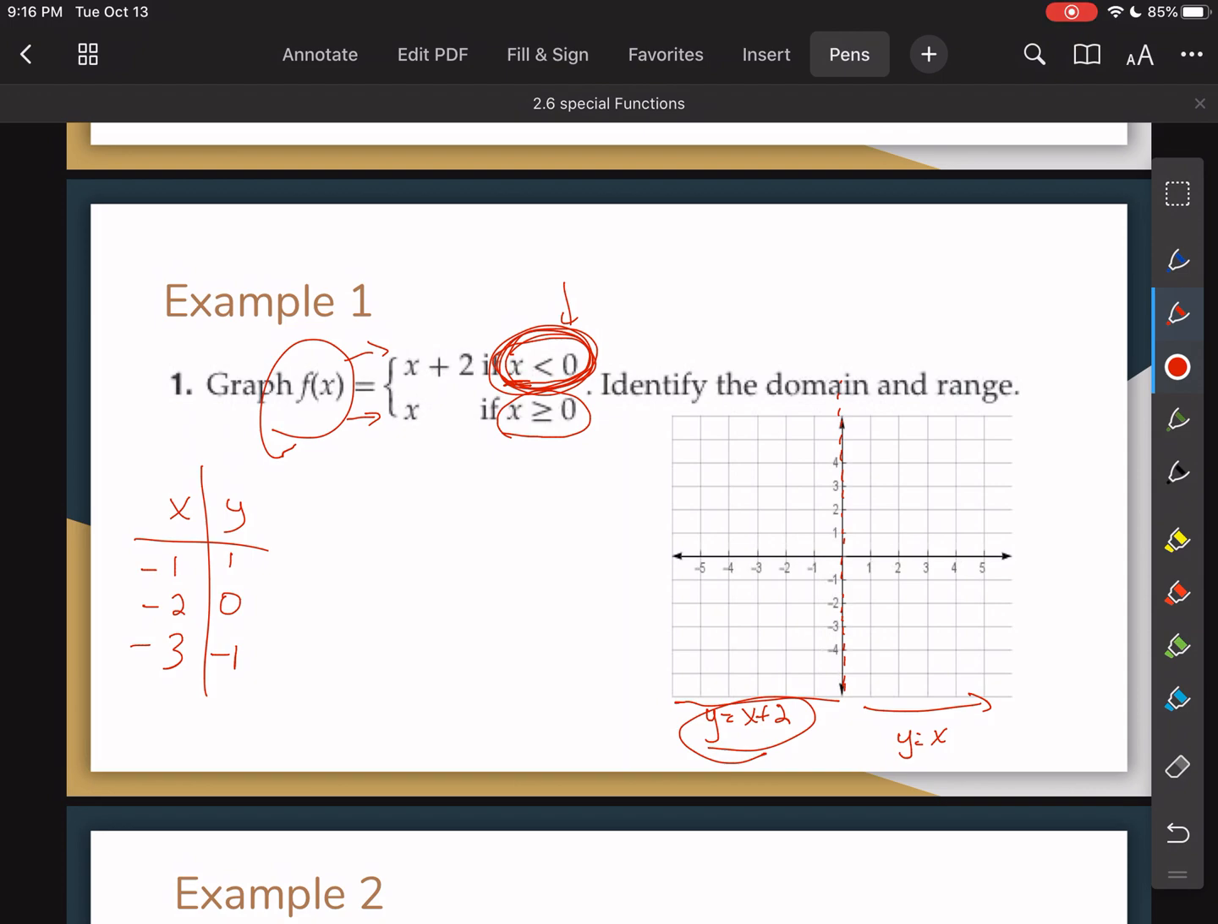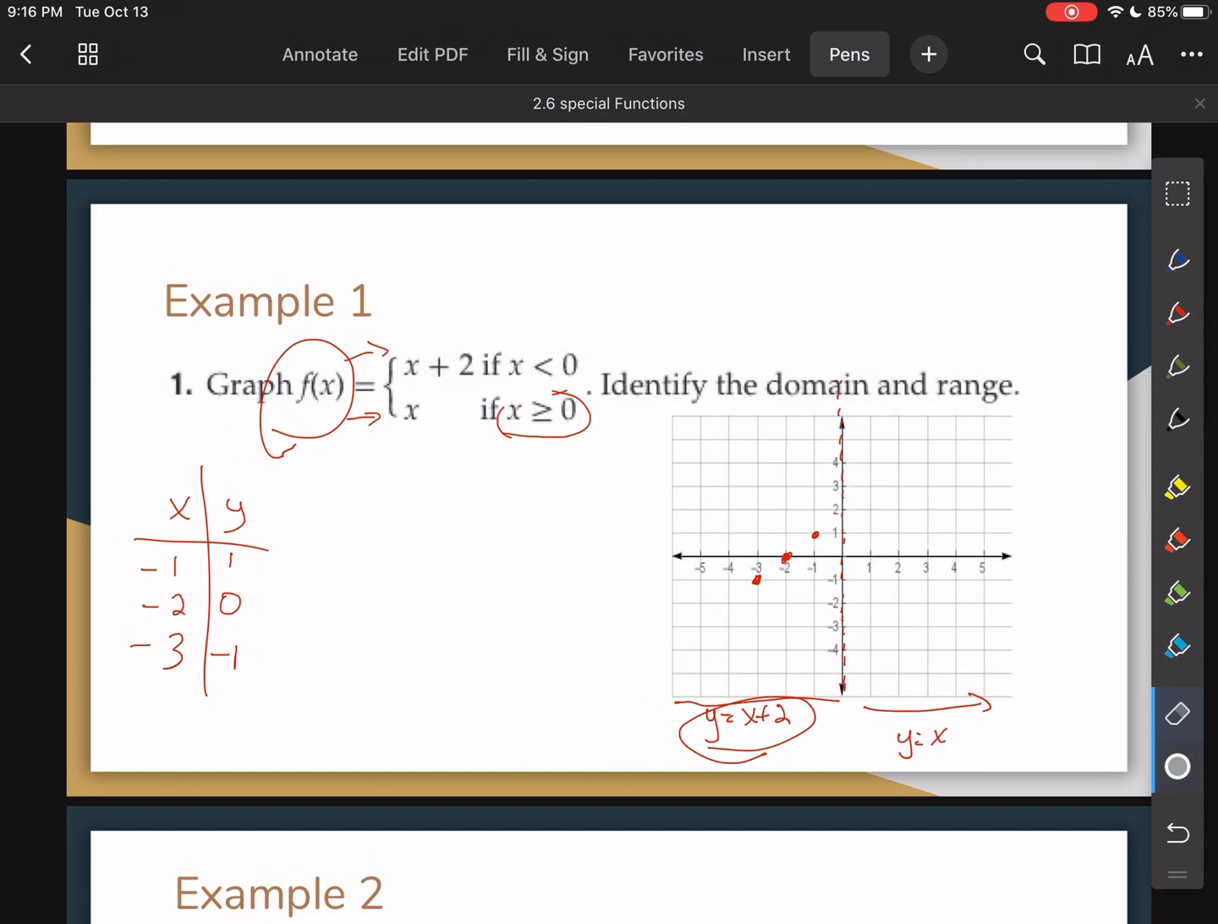So I'm just going to plot those points. At -1, I'm at 1. At -2, I'm at 0. And at -3, I'm at -1. So I got this line happening, but it only goes up to 0. And notice here, you guys, that this is saying x is less than 0, does not include 0. So we're going to go right up to when x is 0, but we're not going to include it.